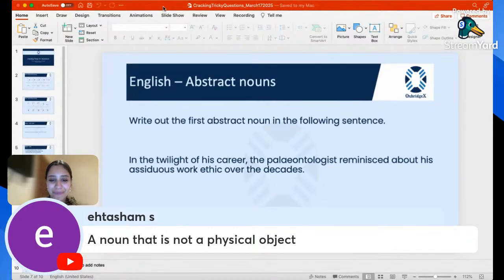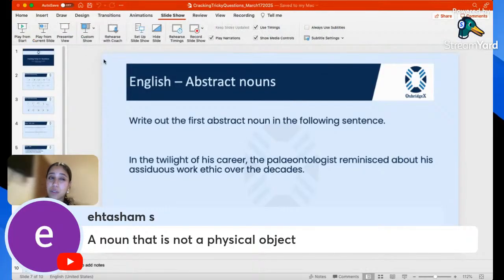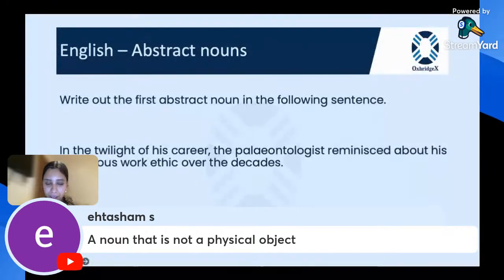Right, I'm going to spell it. So the abstract noun in this one is assiduous. Being diligent is like a feeling, right? It's an idea, and that's what the abstract noun would be in this scenario. Like I said, this requires a lot more, it's more of an hour's topic, but that's just a brief overview of an abstract noun. It's an idea or a feeling, right? It's nothing like an object.